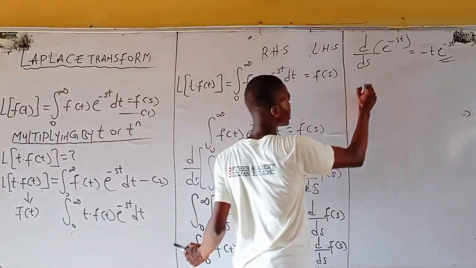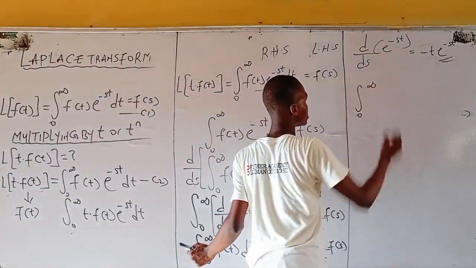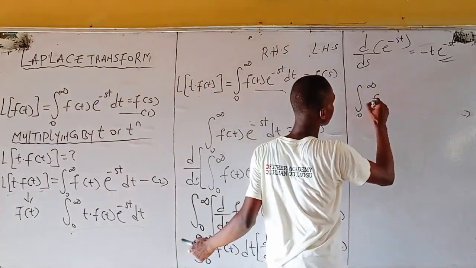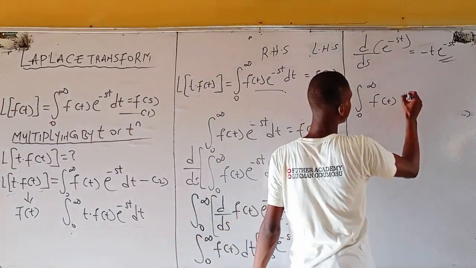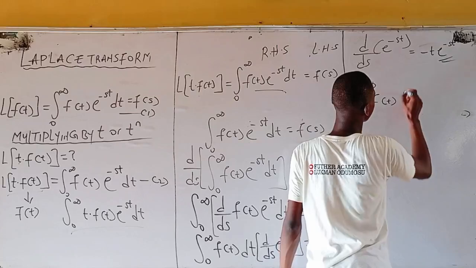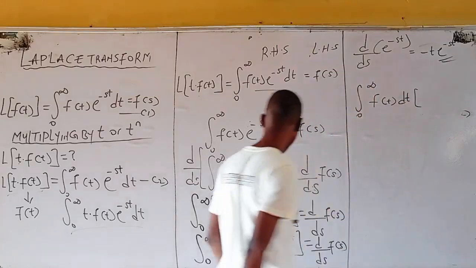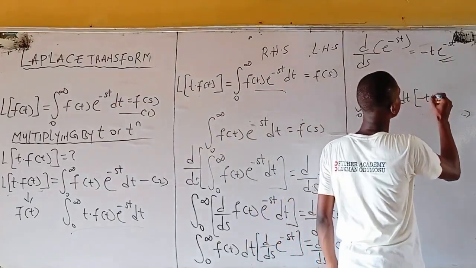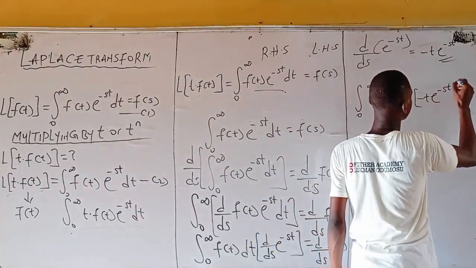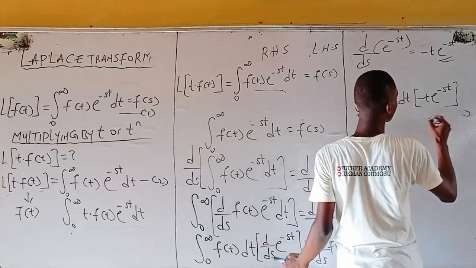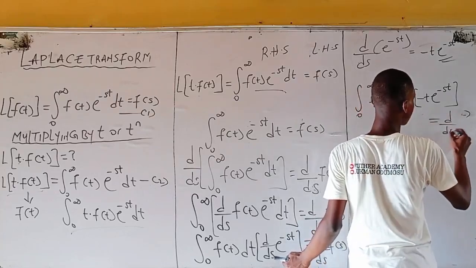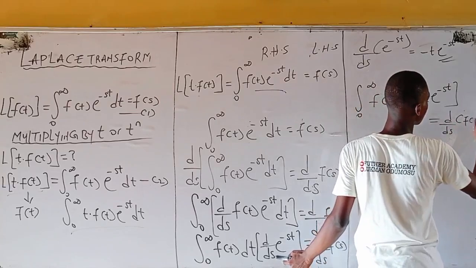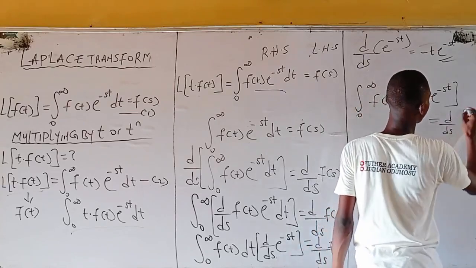Now back to what we have initially. It becomes the integral from 0 to infinity of f of t dt, all in brackets. This becomes negative t exponential negative st, which is equal to d over dx multiplying f of x.